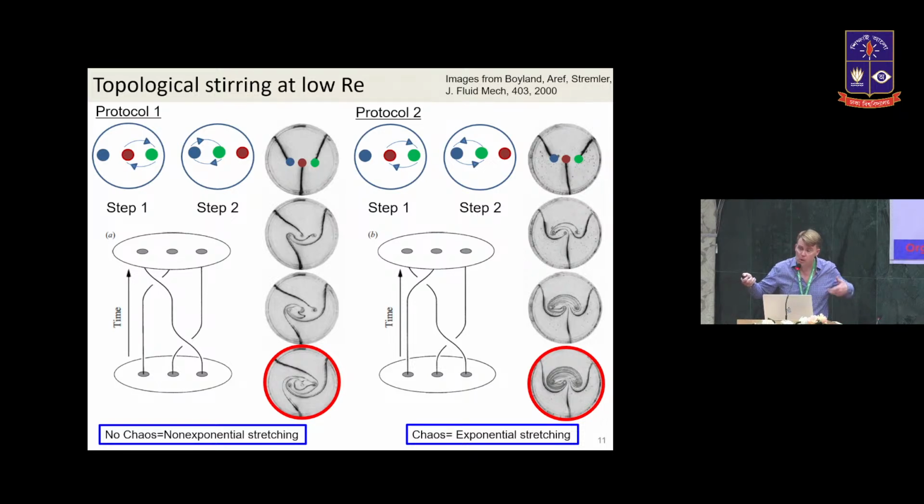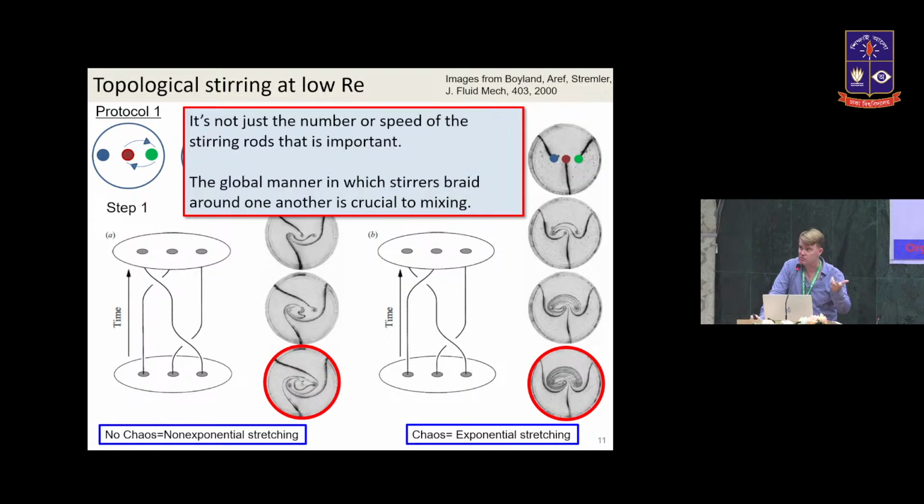And so the moral of this story is that it's not just the number of stirring rods or the speed of the stirring rods that's important. It's also this global topological manner in which the stirrers braid around one another that's crucial to the degree of mixing. Okay? So now I'd like to return to the active nematic system that we're interested in studying.